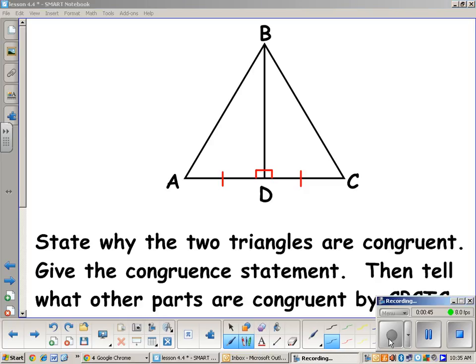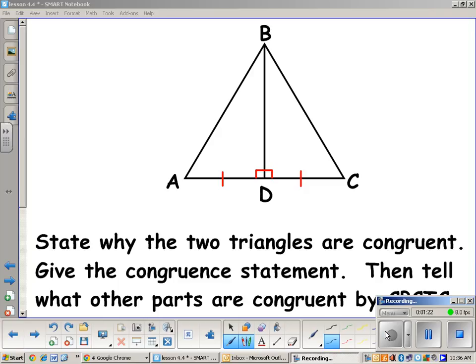Okay, let's take a look at this figure here. Remember the rule with CP-CTC is that we must first know that the two triangles are congruent. Okay? So let's take a look at triangle ABC, which is divided into two triangles. So we have triangle ABD and triangle CBD. And then let's figure out if those two triangles are congruent. And if they are, let's figure out how.